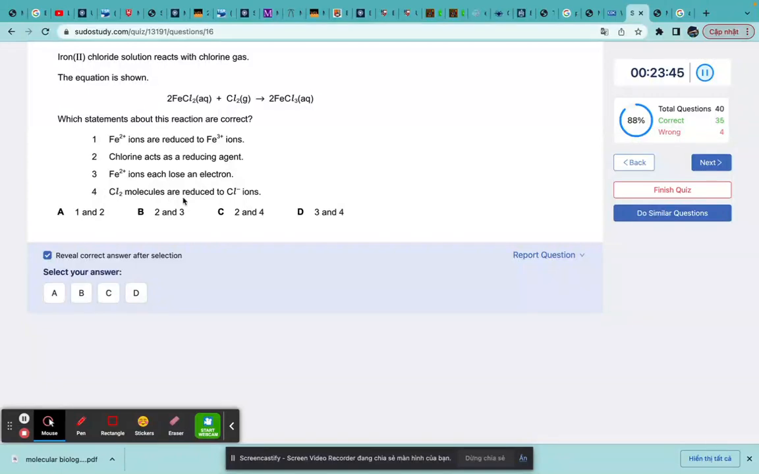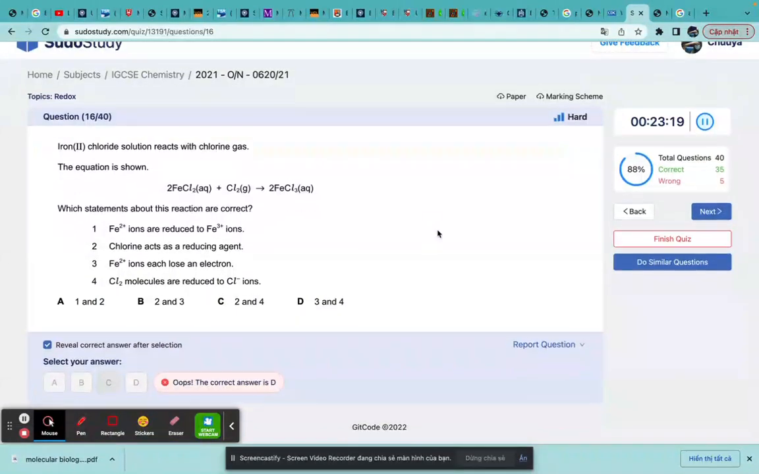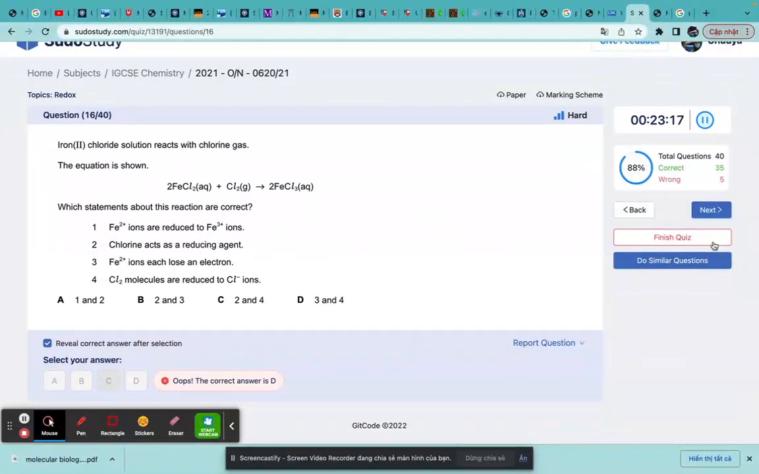If we say this is correct, then which makes 2 and 4. Okay, let's see. No, shoot. Okay. 4 is correct. It is reduced to Cl minus iron, which does not access. Not exactly, because if it acts as a reducing agent, it will get oxidized, which makes it lose electrons. So that one is a miss. But we have ended the quiz with 88% and only 5 questions wrong.